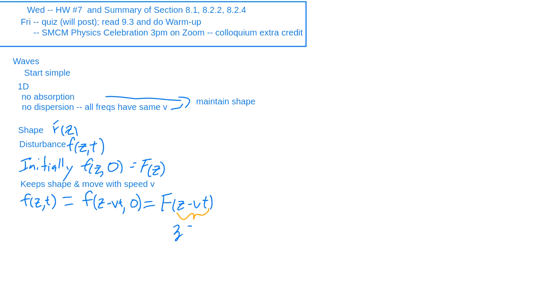Again, three bars. So how far is the wave shifted over? It's shifted over a distance vt. So the speed is v. Right? And so this is that disturbance propagating at a constant speed.